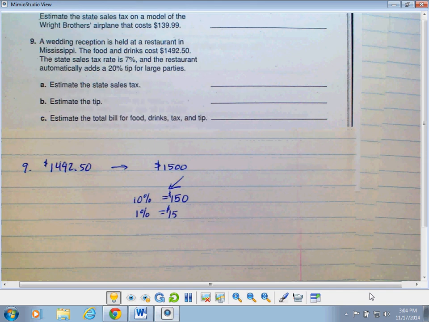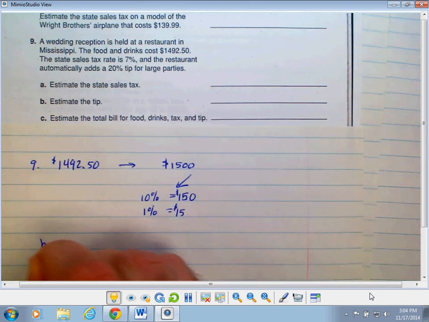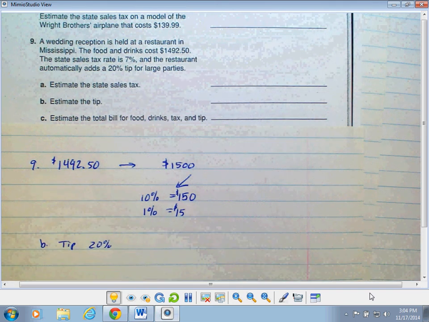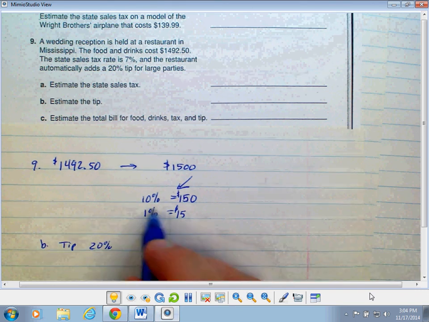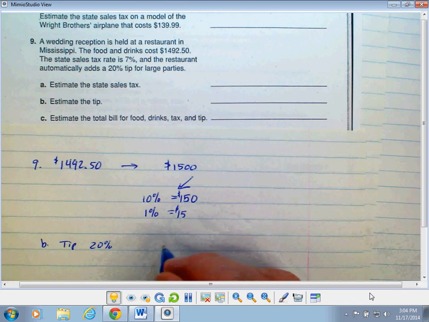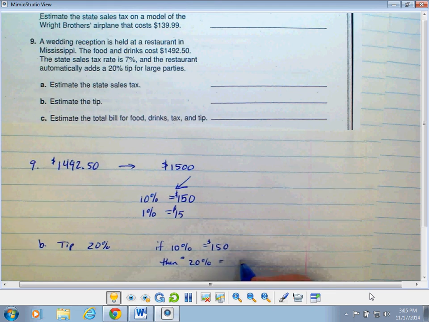So I'm actually going to work these in a little bit of a different order. I'm going to work out the tip first. So part B, the tip, 20%. Well, how would I estimate what 20% is? Well, see right here, I just figured out what 10% is. So if 10% is 150, then I just multiply it by 2 so that I know what 20% is. So again, if 10% equals 150, then 20% is just taking it times 2, 300.